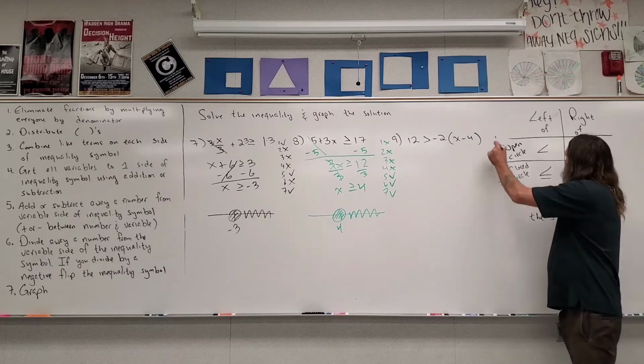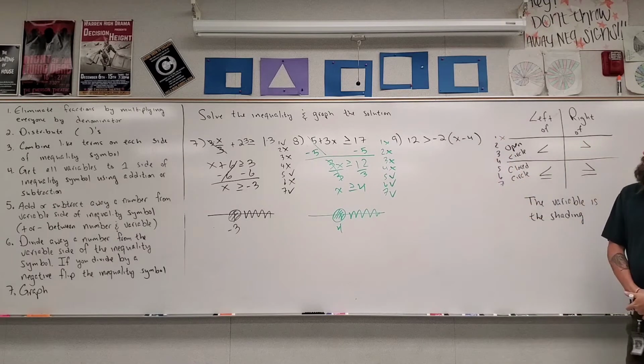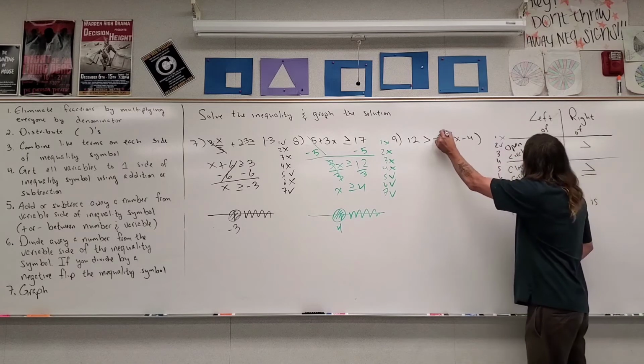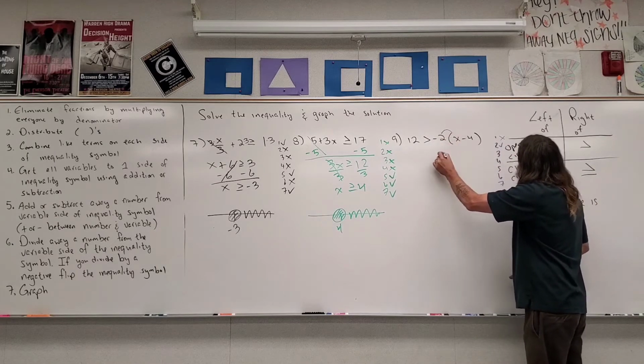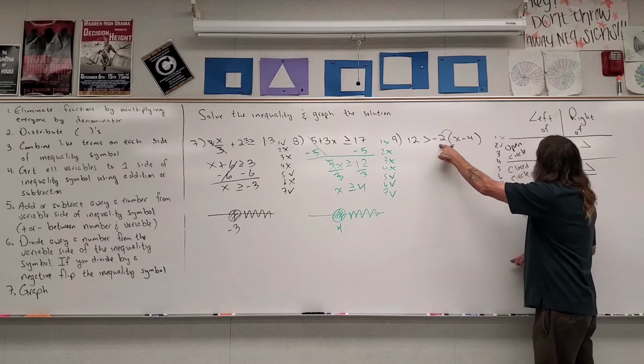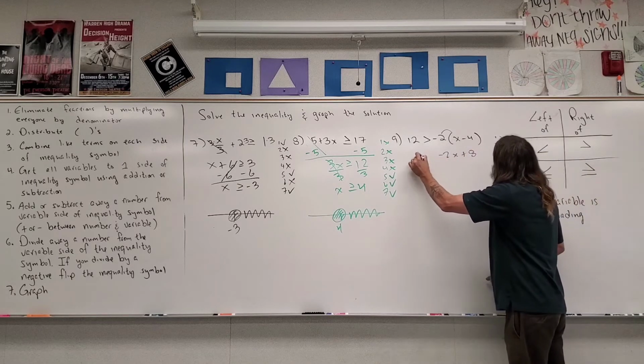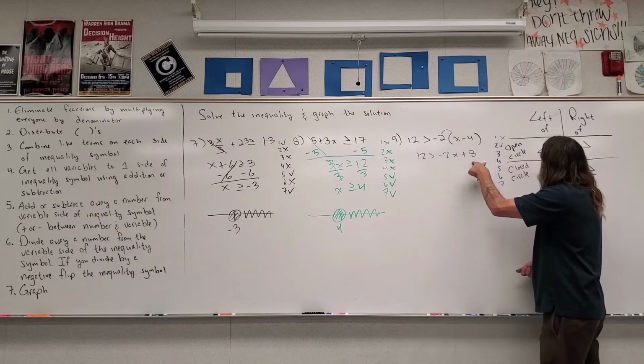Can I get rid of a fraction? No, I cannot. Can I distribute, meaning I have parentheses? I can distribute. Now pay attention to the sign. I got a negative 2 times an x. That's negative 2x, and a negative 2 times a negative 4. That's going to get me to an 8. So here I have 12 is right of minus 2x plus 8.